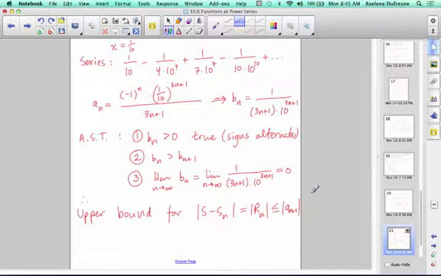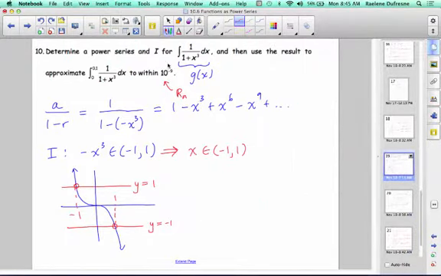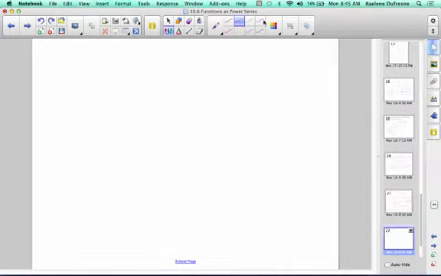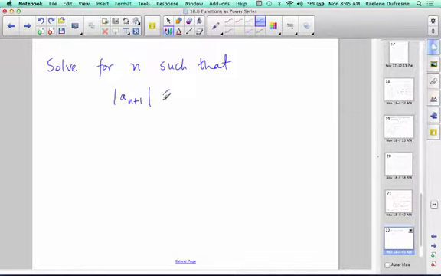Well, we want An plus 1 in magnitude to be at most 10 to the negative 9. So now what we need to do is solve for n such that the magnitude of An plus 1 is less than or equal to 10 to the negative 9. And so all we need to do is look at some of the terms that we have expanded.